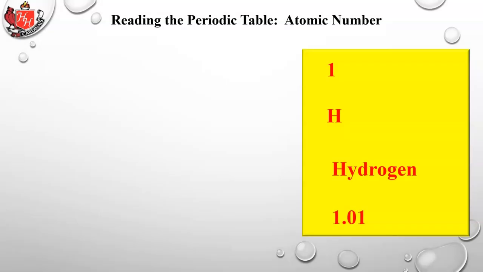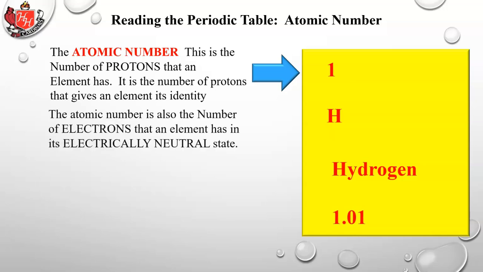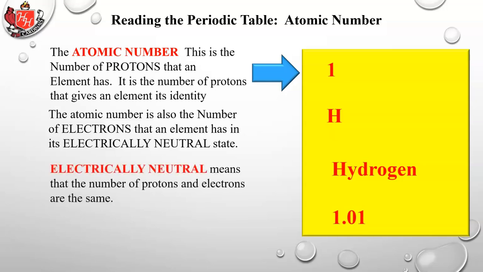So if you look at your periodic table, this is what you're going to see. You're going to see these four entries. The atomic number, this is the number of protons that an element has. It is the number of protons that gives an element its identity. The atomic number is also the number of electrons that an element has in its electrically neutral state. That is, same number of protons as electrons. Electrically neutral means that the number of protons and electrons are the same. Atomic number is also called Z number.